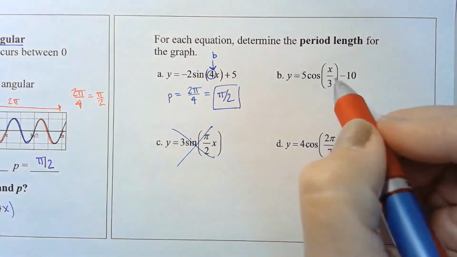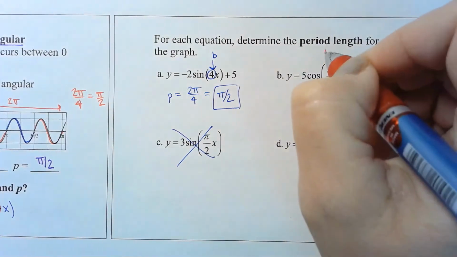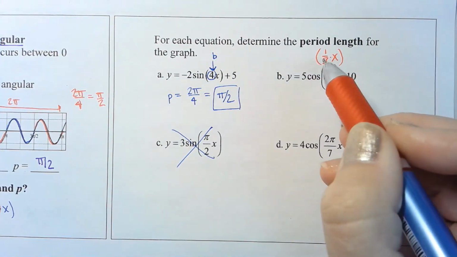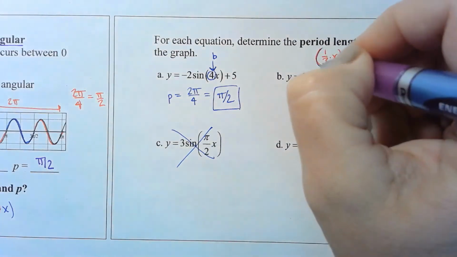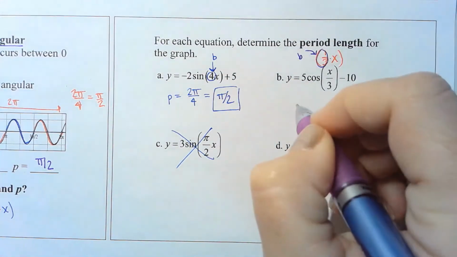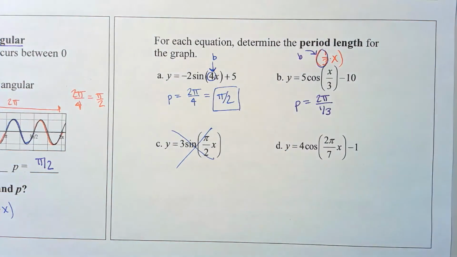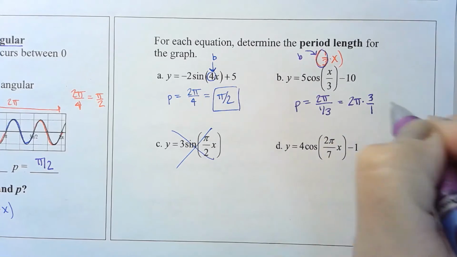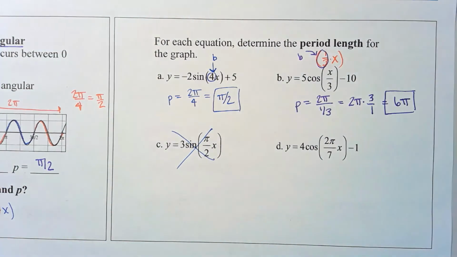Okay. This next one, well, the first thing we need to realize is if you want to see a coefficient, we have to write it a little bit differently. X divided by 3 is the same as x times 1/3. So here's my value for b. So the period equals 2 pi divided by 1/3. Well, we know dividing by 1/3 is the same as multiplying by 3 over 1. So we get a period length of 6 pi.